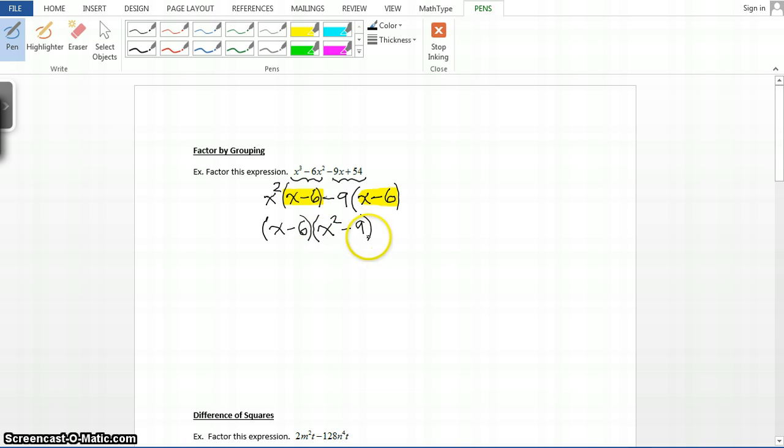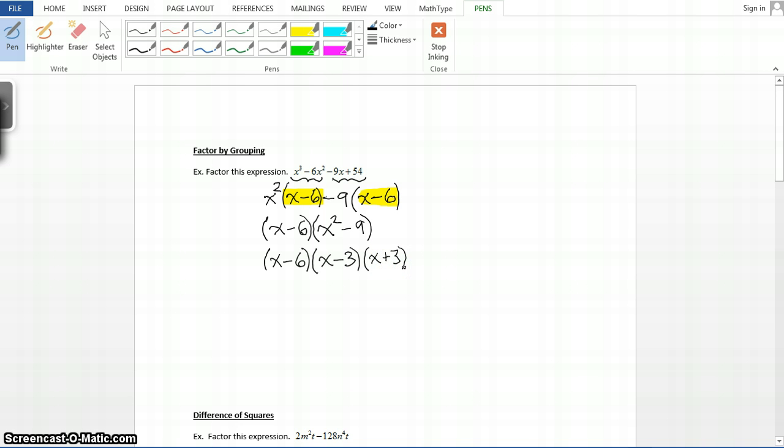If you notice, this x squared minus 9 is a difference of squares, so we can actually factor it again. It's got to split apart one more time. The x minus 6 can't do anything with it, but it is part of your answer, so it needs to come down. X squared minus 9 is a difference of squares. You factor that into x minus 3 and x plus 3.